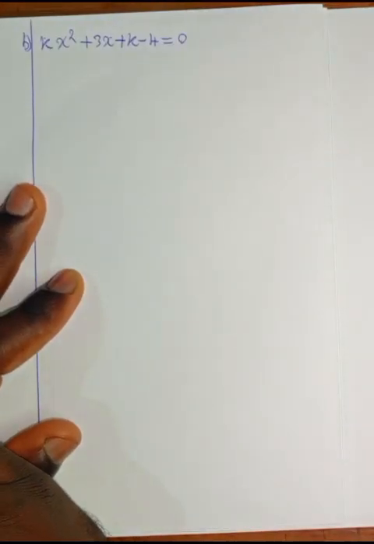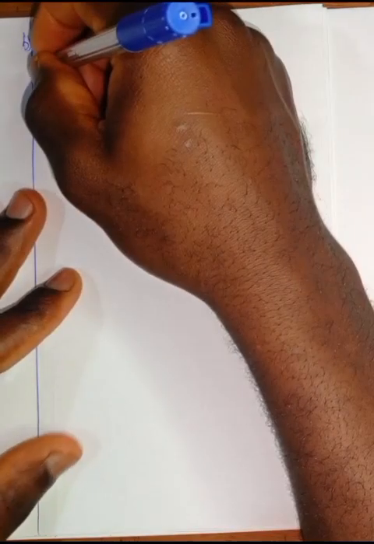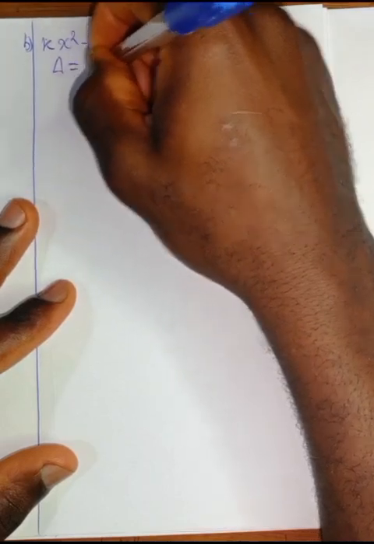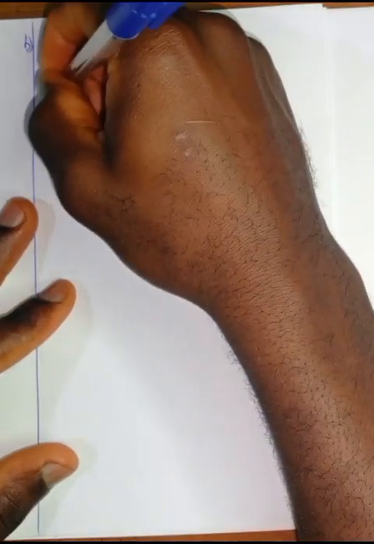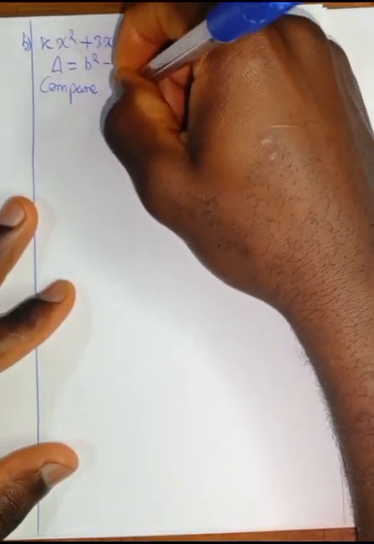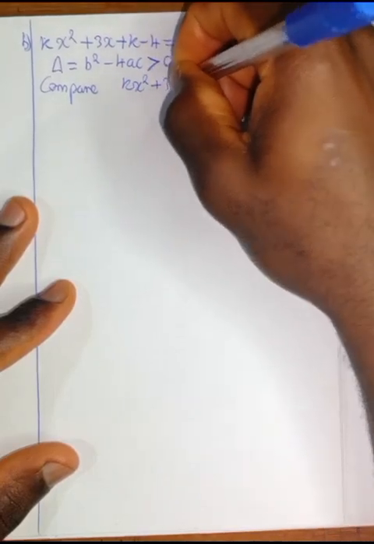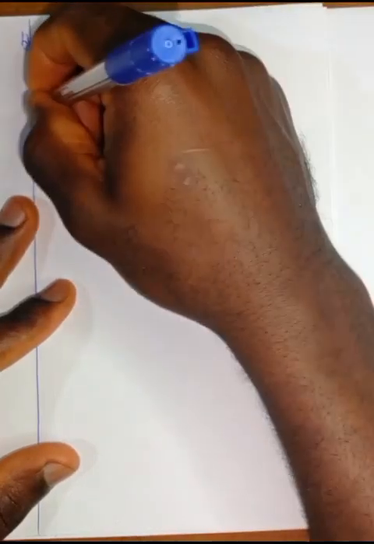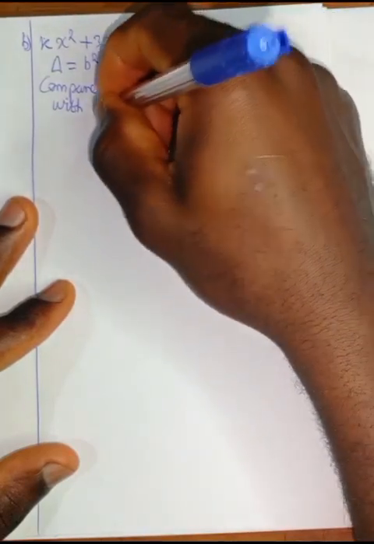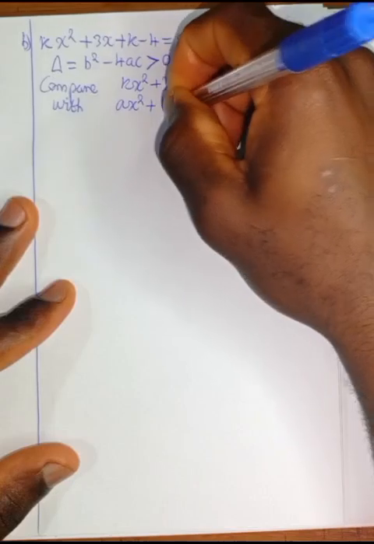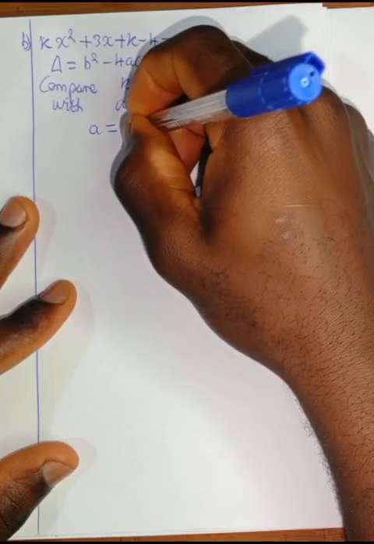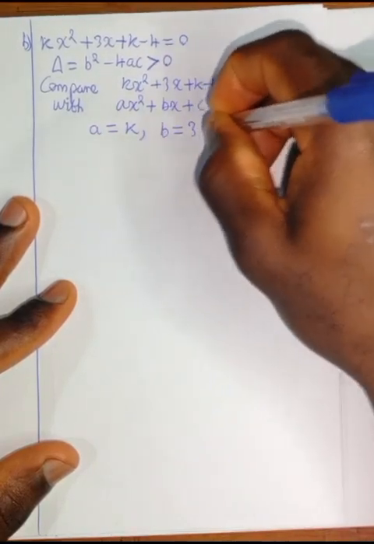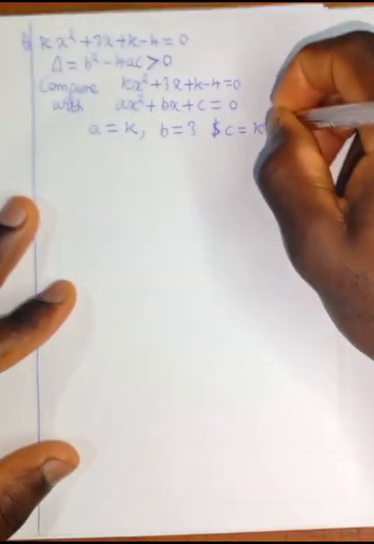In order for a quadratic equation to have two real distinct roots, the discriminant must be greater than 0. The discriminant, which is b squared minus 4ac, must be strictly greater than 0. If you compare kx squared plus 3x plus k minus 4 equal to 0 with ax squared plus bx plus c equal to 0, which is the general form of a quadratic equation, our a will simply be k, our b will be equal to 3, and our c will be equal to k minus 4.